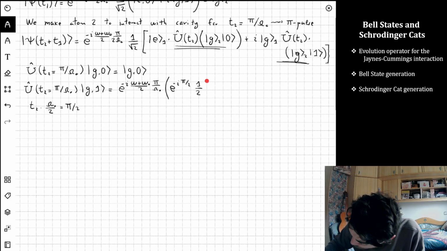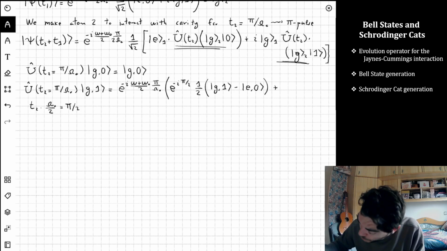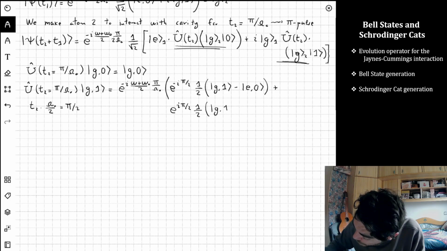1/2, and now the two states that survive after all the projections are g1 minus e0, and then plus something very similar, right? e to the i pi over 2, 1/2, and now it's going to be g1 plus e0.